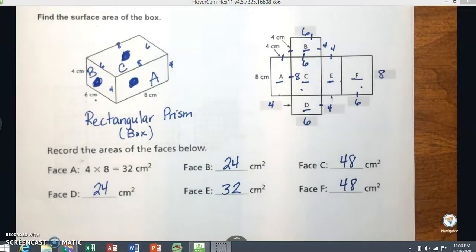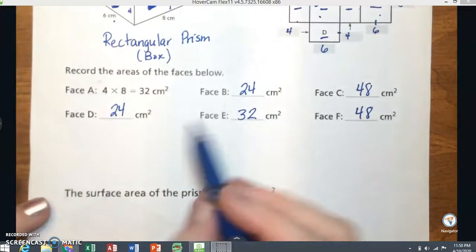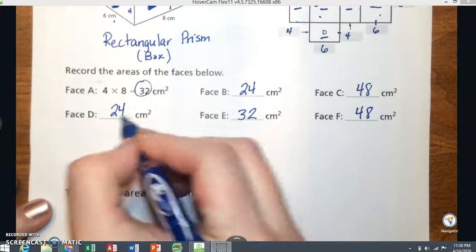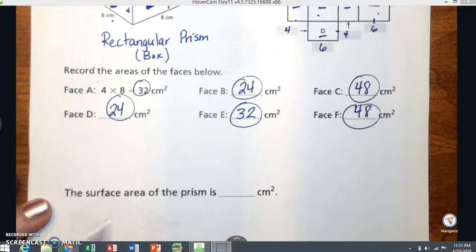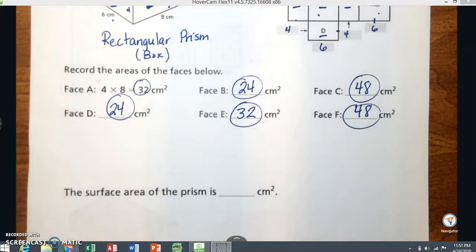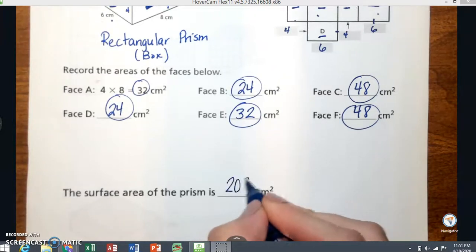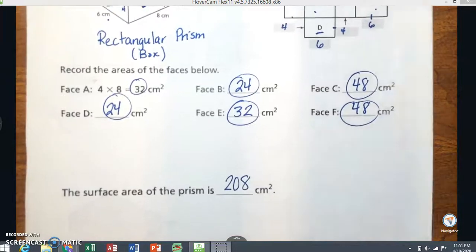So to get my surface area, I'm going to have to take all 6, there's 6 sides, so there's 6 numbers we're adding. We're going to have to take all 6 of those and add them together. So I'm getting my calculator ready. I have 32 plus 24 plus 48 plus 48 plus 32 plus 24, which gives me 208 centimeters squared.